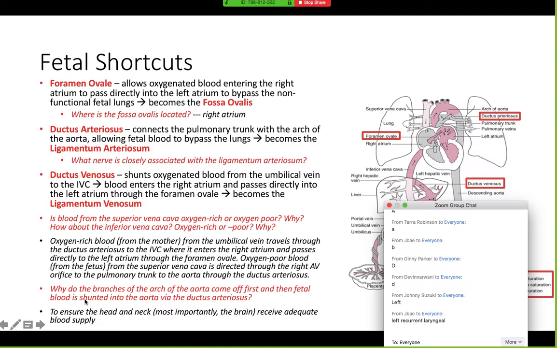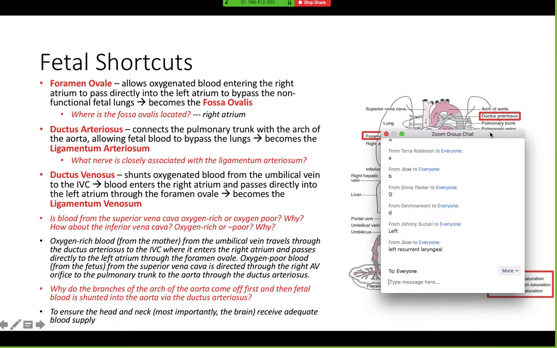And then also, you have what I said in words here. And then one last important thing about this image, why do branches of the arch of the aorta come off first and then the fetal blood is shunted into the aorta via the ductus arteriosus? It's because we want to make sure that the brain is receiving adequate oxygen first before we start mixing the blood. Because if we had deoxygenated blood being pumped into the aorta from the pulmonary trunk, your blood becomes less oxygenated here. So we want to make sure that everything up here, the brain especially, is receiving adequate oxygenation. Okay.